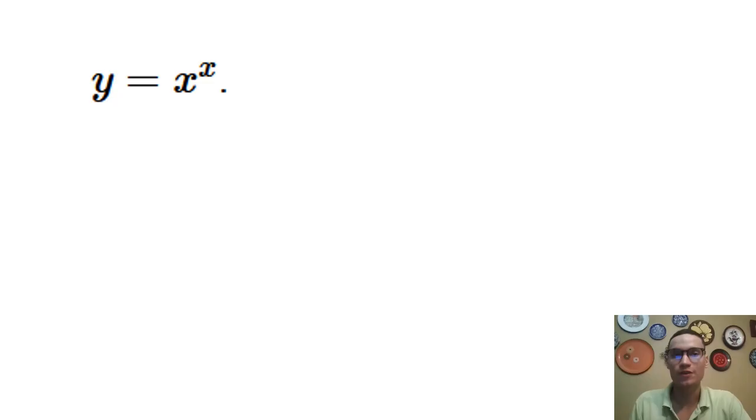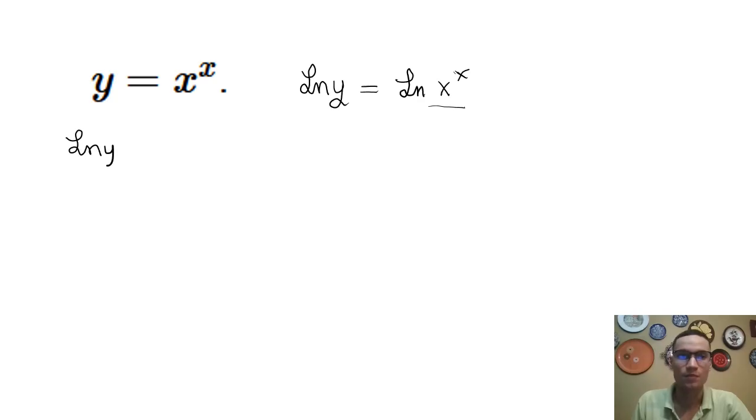Okay, this is the first function we are given, and to solve this, we're going to apply natural logarithm on both sides of the function. Natural logarithm of y is equal to natural logarithm of x to the power of x. Here we use properties of logarithms, and this exponent here we convert it into a product outside of the argument of the logarithm. So we have that the natural logarithm of y will be equal to x times the natural logarithm of x.